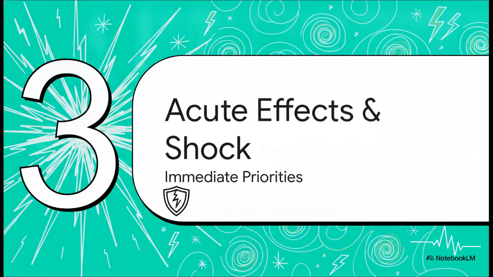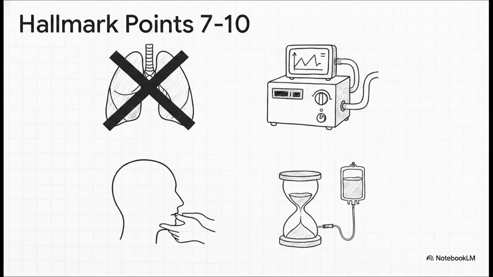Okay, on to Section 3, acute effects and shock. What are our immediate priorities when the body goes into crisis? You really need to lock in hallmark points 7 through 10 right now. Point 7, any injury at or above C5 is a massive respiratory emergency. That's because the phrenic nerve, which controls the diaphragm, gets interrupted, which leads us right to point 8. Injuries at C1 to C4 absolutely require immediate mechanical ventilation.